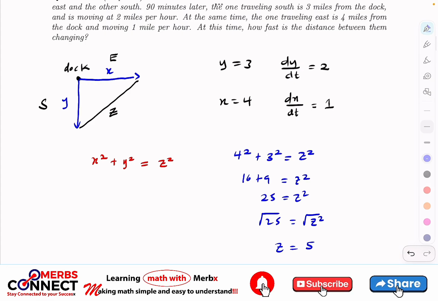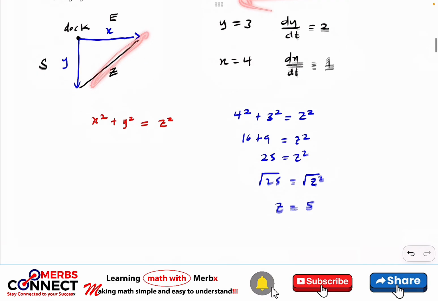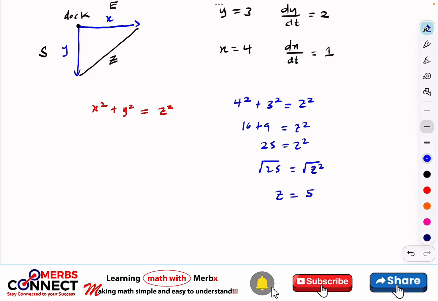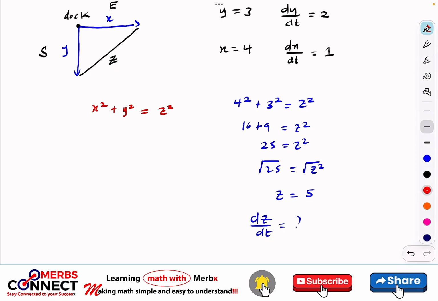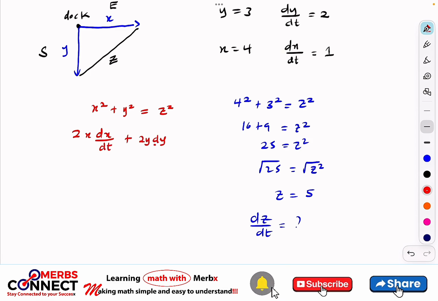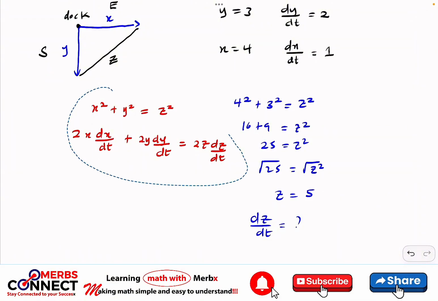So now we want to know the change in the distance. dz over dt, that's what we are looking for. Because we need this, we need to differentiate this with respect to time. So let's do that. Differentiating, we are going to have 2x dx over dt plus 2y dy over dt, which is equal to 2z dz over dt. So this is what you are going to get from here.